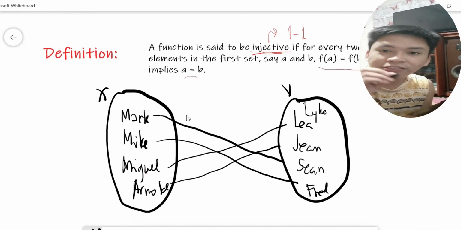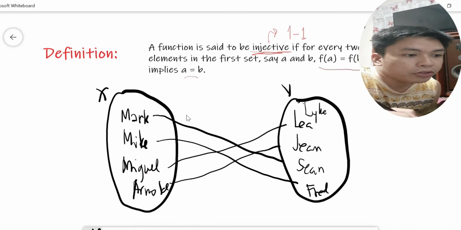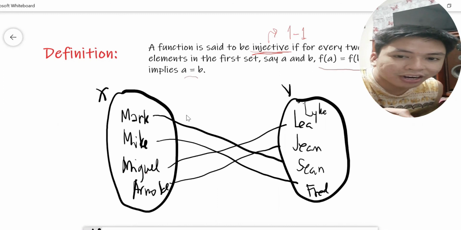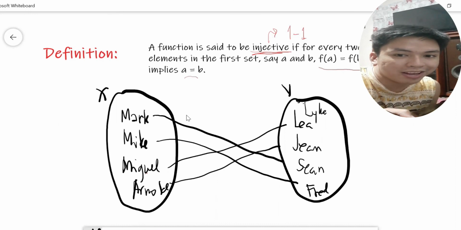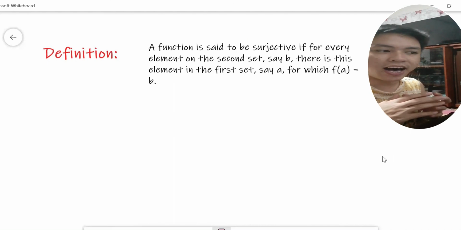Now, it is considered one-to-one in the sense that the girls here, remember, are only paired once. So the girls here are loyal. So that means this is one-to-one. That's it. Okay, so let's consider another type of function.